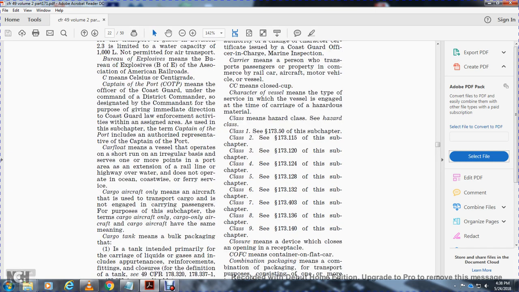Ferry serving the cargo aircraft only means aircraft that use the cargo transport cargo, but they do not engage in carrying passengers for the purpose of this subchapter. The term cargo aircraft only, cargo-only aircraft, and cargo aircraft have the same meaning.